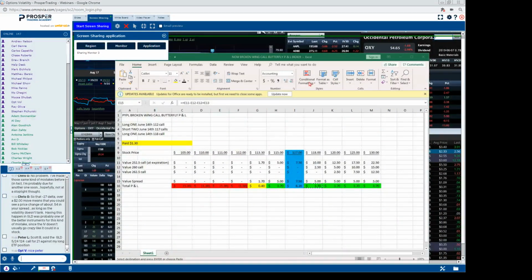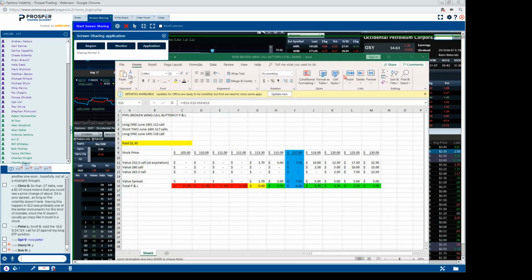All right, everybody. You can all see the spreadsheet on the board here because we're going to review the PayPal broken wing fly spread that we put on this morning. Everybody see that okay? Great. So here's the scenario.